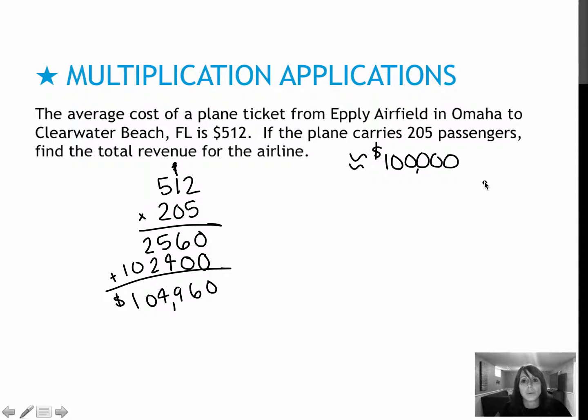Again, anytime you have a story problem, you should write the sentence that explains your answer. So the total revenue for the airline is $104,960.